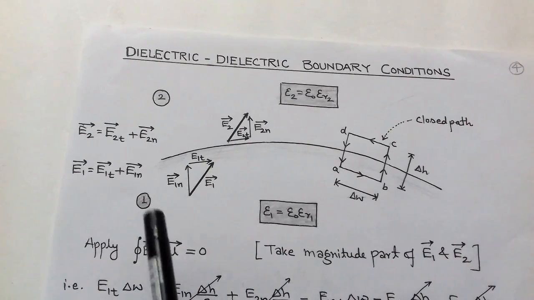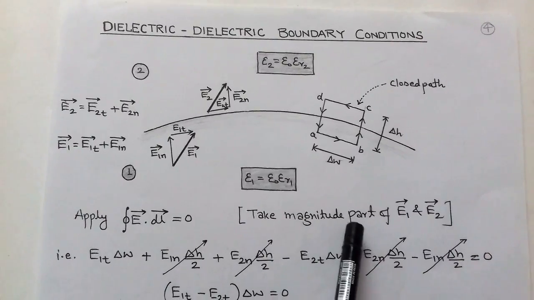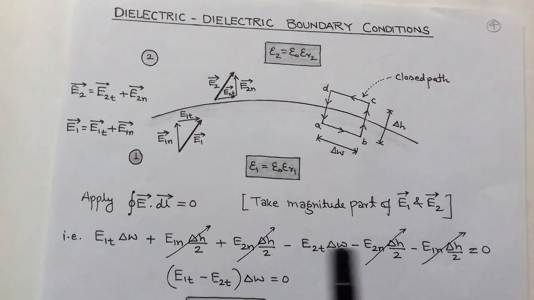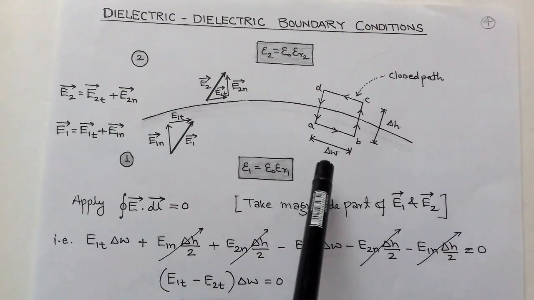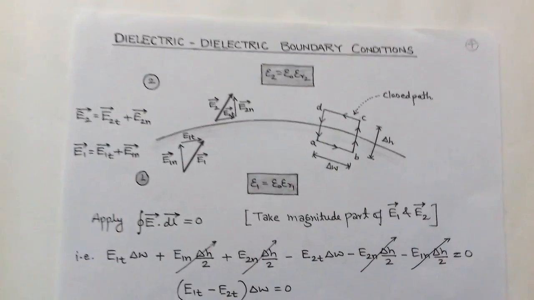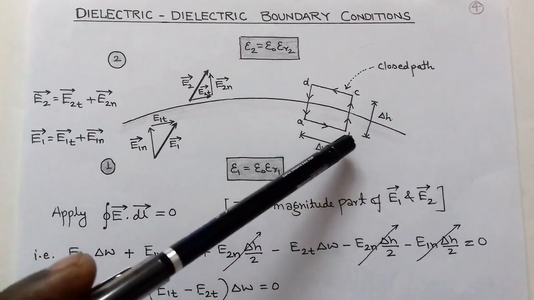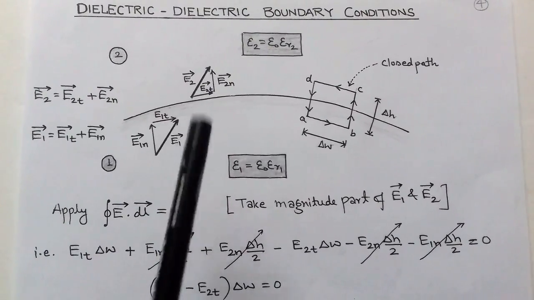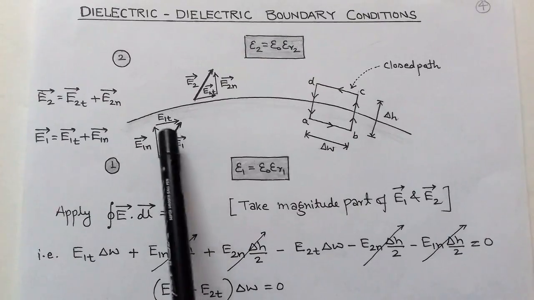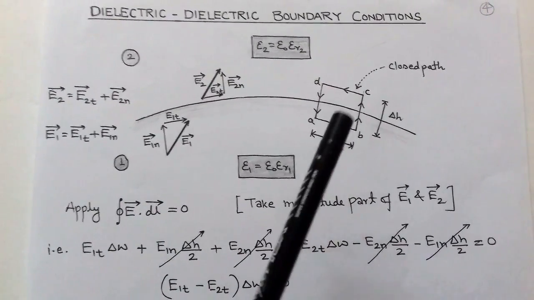Now we apply E dot dl over the closed path. For our convenience we take the magnitude part of the fields E1 and E2. Now we start from point A and close it at the same point A. So the first path is the AB path. From the figure we see that the direction of the AB path is in the direction of the tangential component of E1.